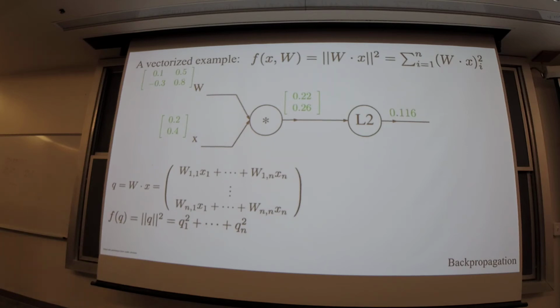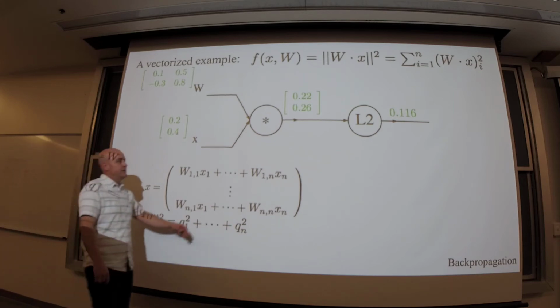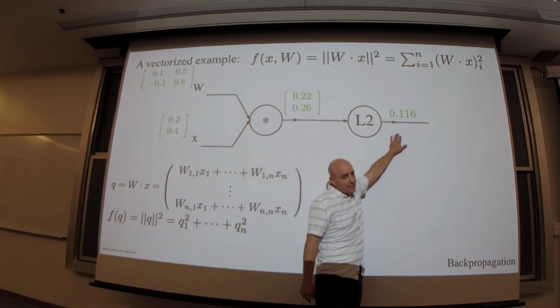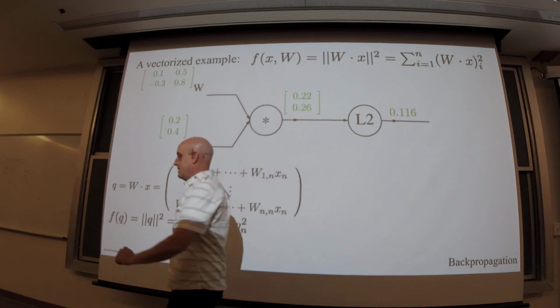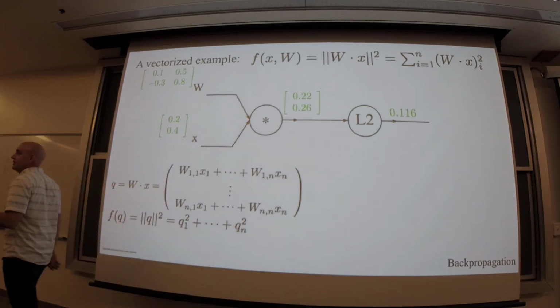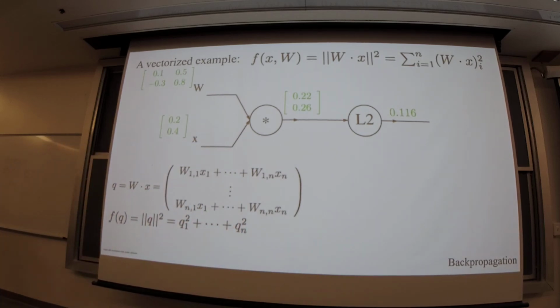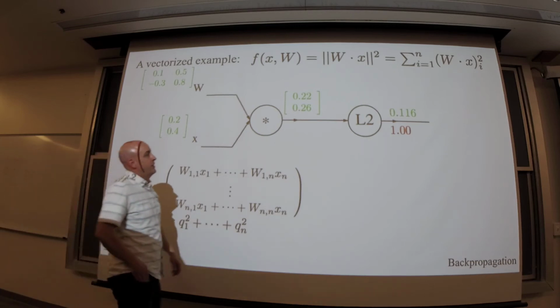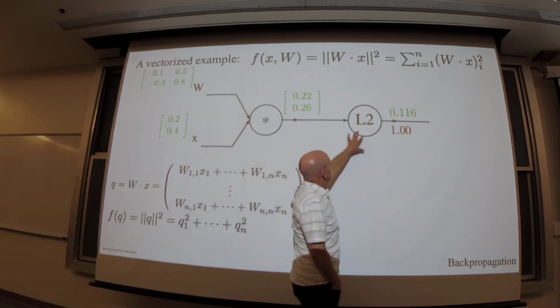Okay. What number is going to go right here? 1. Why? Because that's the partial of f with respect to f. Good. It never changes. Okay, so now we want to backpropagate this through this operation here.